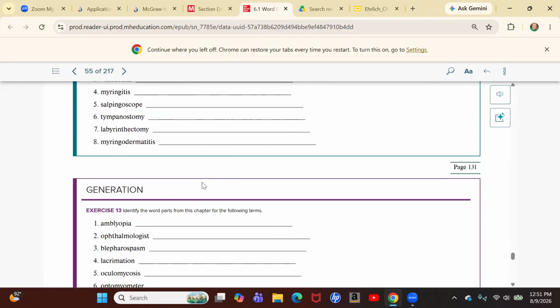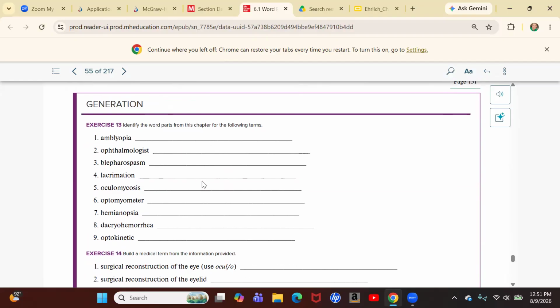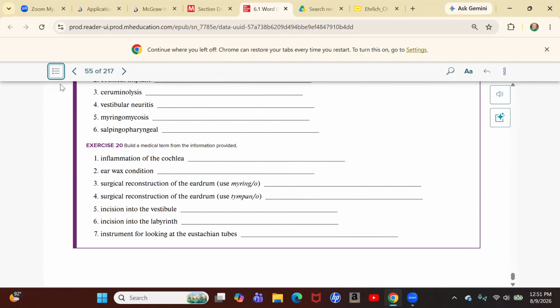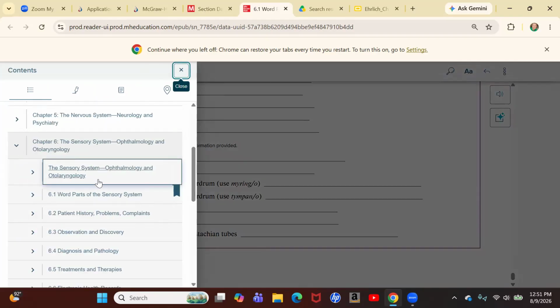Matching. 13 here. Identify the word parts from the chapter. So opia here, vision condition. That would be what you would underline there. Ophthalmo meaning vision. Okay. Blepharo meaning eyelid. Yep. So all of those that we've covered in this particular chapter. Okay. Moving on.